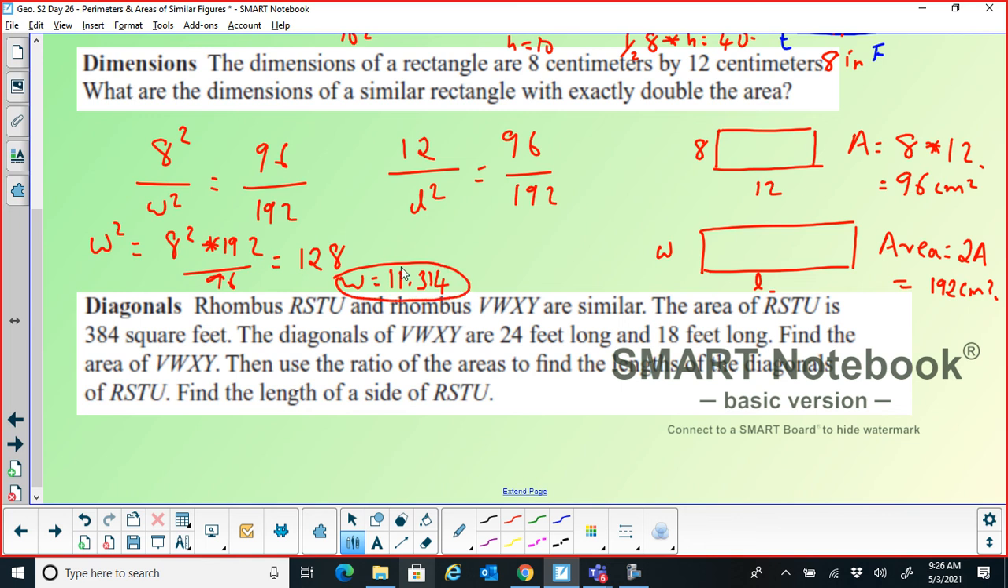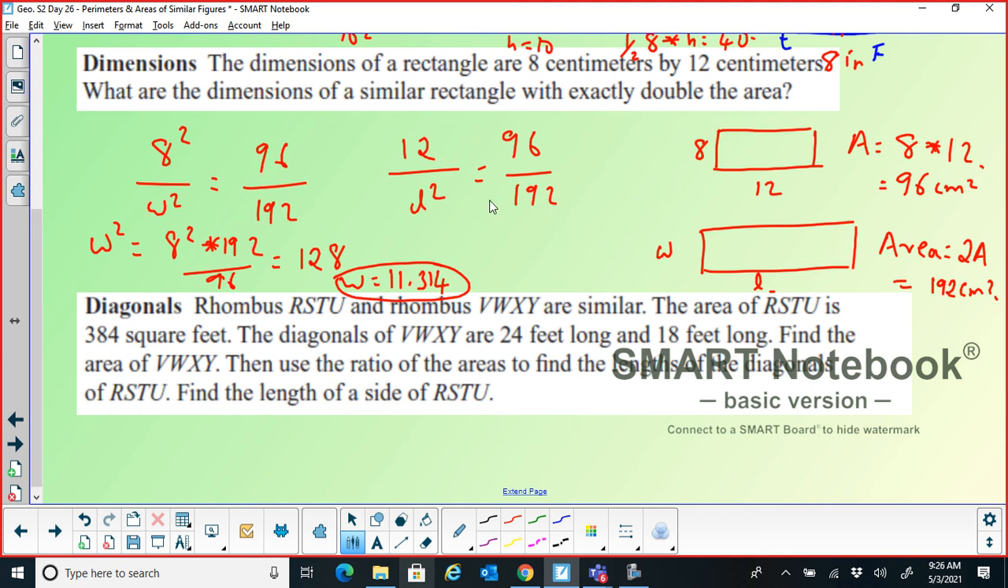Same way I can find L squared, or I can use the area formula here. Area for this one is 192. 192 divided by 11.314, I should get the length, because length times width is area. Or you can just use this as well. We will cross verify in case you want to.